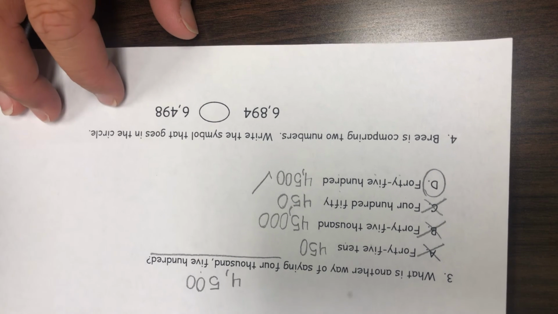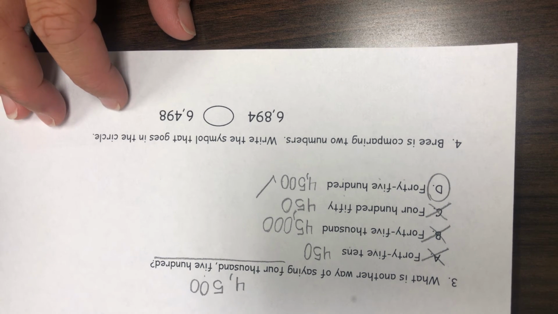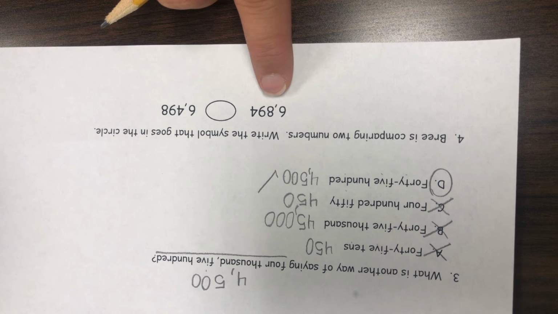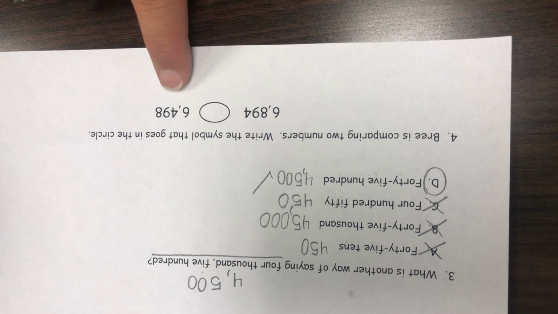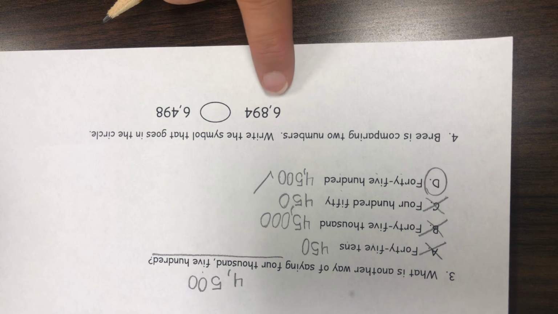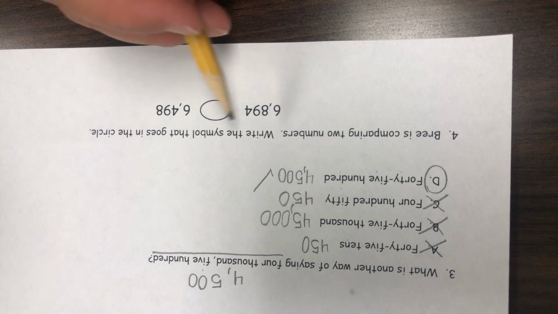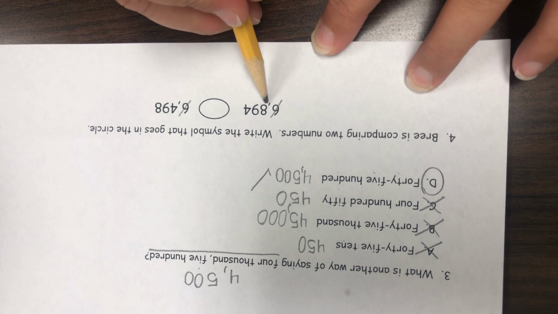Number 4, Bree is comparing two numbers. Write the symbol that goes in the circle. So she's comparing 6,894 to 6,498. Now remember, when we're comparing, let's start with the largest value. That's the thousands place in these numbers. And I noticed that they're the same value. So I'm moving on.